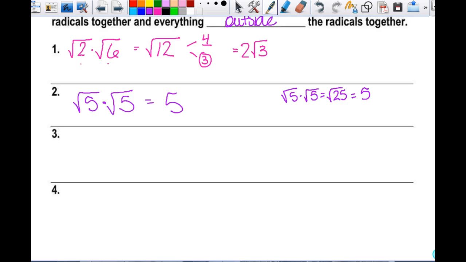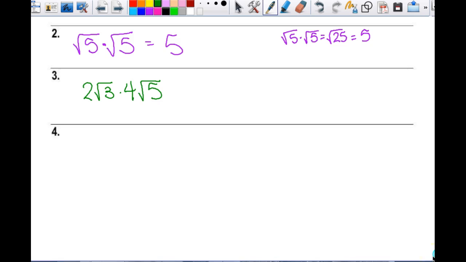All right, so number 3, we're going to do this one. I'm going to do 2 square root of 3 times 4 square root of 5. Can I simplify anything before I start? No, because if you can simplify before you start, it will simplify things. That's why it's called that. What is this going to give me? 8 times the square root of 15.